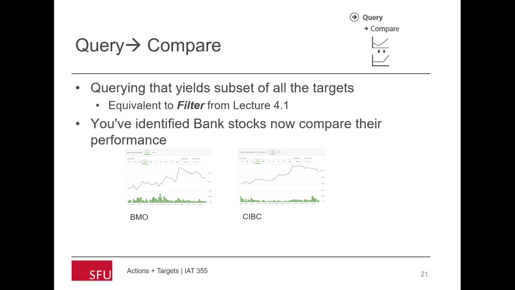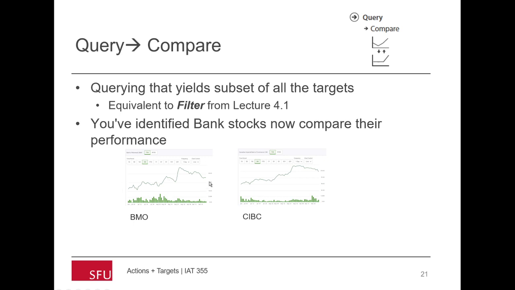targets, equivalent to filtering from lecture 1. In this example that I'm showing here, you've identified bank stocks out of the stock market collection, and now you want to compare their performance. So here we have BMO, which was in a few slides ago, and CIBC, and you want to compare their price performance over the preceding 3 months.